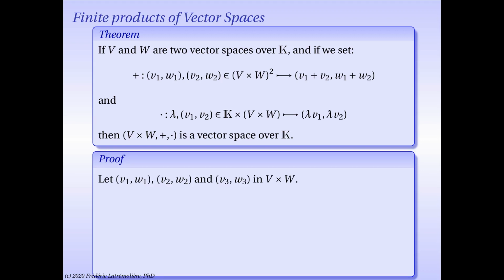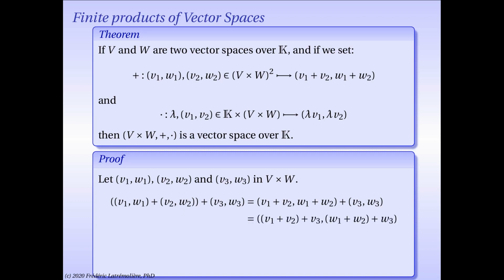So first you want to prove that this addition I have defined is associative. You need to take three vectors in V cross W, and calculate the sum of the first two, then add the third. So this is what's written here. When you do that, you first use the plus on the first pair because the parentheses tell you to do so. You then add the third pair.